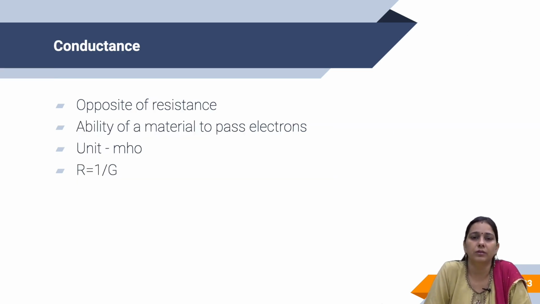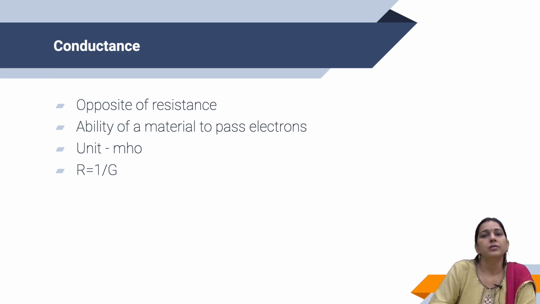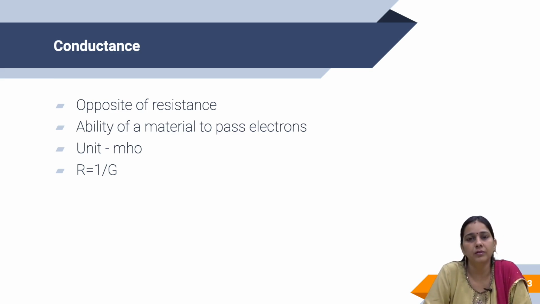Now, what is conductance? Resistance is stopping the current from flowing, whereas conductance is the opposite of resistance. It defines the ability of a material to pass electrons, meaning to let current flow through the electrical wire or circuit. It is the reciprocal of resistance and hence its unit is mho. It can also be represented by R equals 1 upon G, where R is the resistance of the material and G is the conductance of the material.